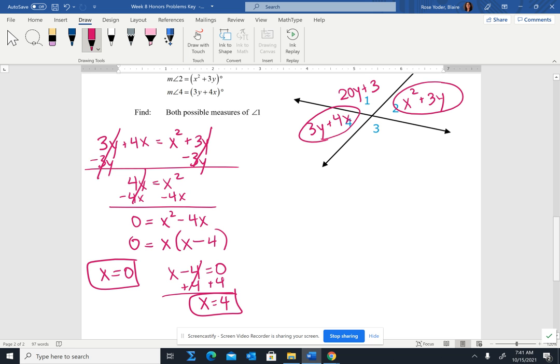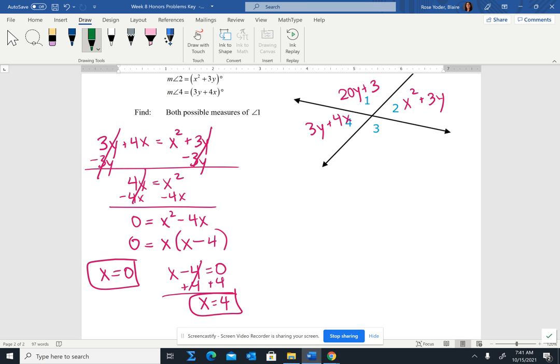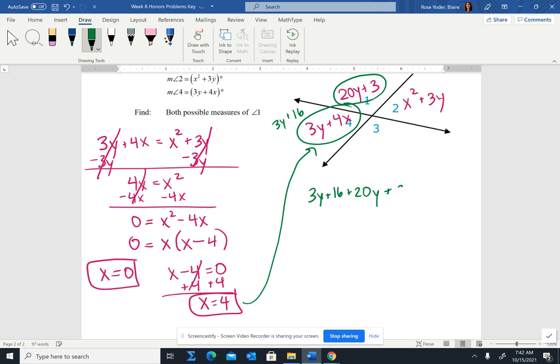So I can actually go ahead and plug that back into the problem, and then that's going to make my life a little bit easier when I'm trying to solve for x. So I'm going to plug that back in to angle 4. So I have angle 1 and angle 4 are going to add up to 180 degrees. So first off, let's try plugging in 4. When I plug in 4, angle 4 is 3y plus 4 times 4. So 3y plus 16. So then I can add up 3y plus 16 plus 20y plus 3 to get 180.